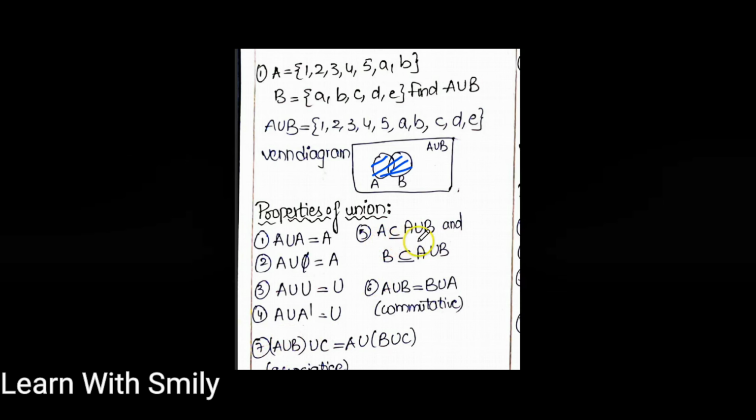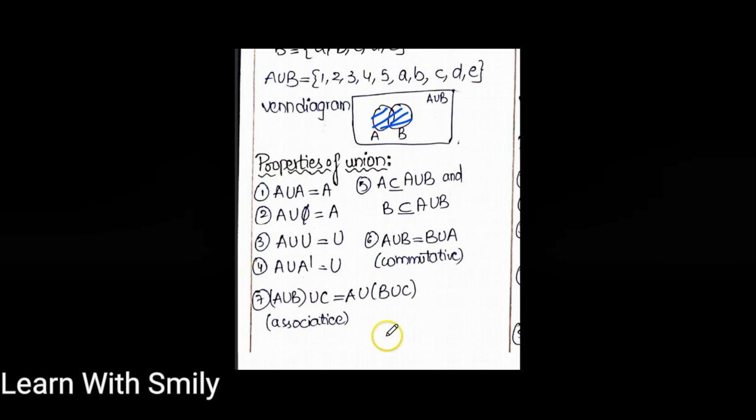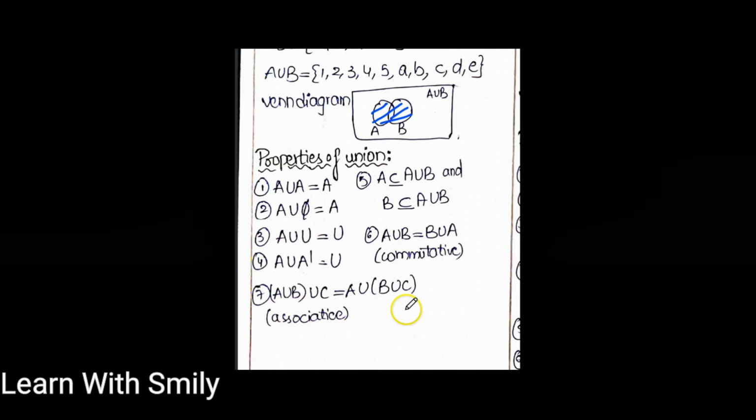Next, A is a subset of A union B, and B is also a subset of A union B, because all the elements of A and B will be considered with A union B, right? Next, A union B equals B union A, which is the commutative property, and the associative property also works here.